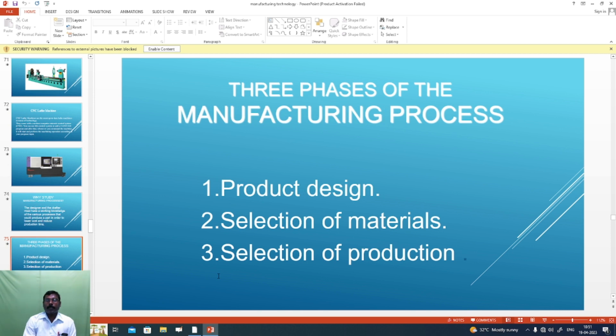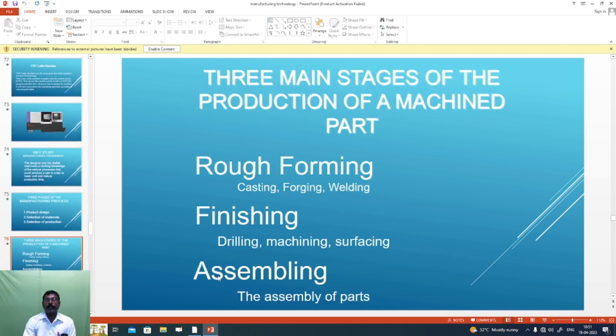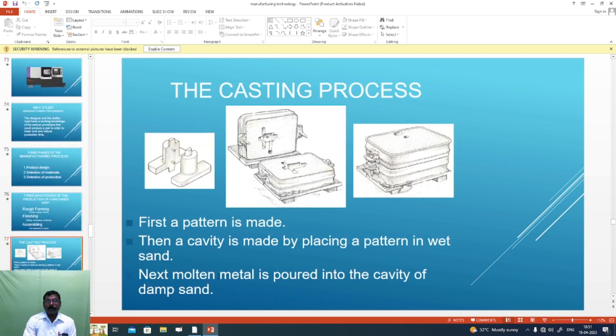So, the three bases of the manufacturing process. The first one is product design and selection of materials, then selection of production. And three main stages of the production of a machine part: rough forming, for example using casting, forging, welding; then finishing, for example drilling, machining and surfacing; then assembling, the assembly of parts. The casting process or machine manufacturing process.